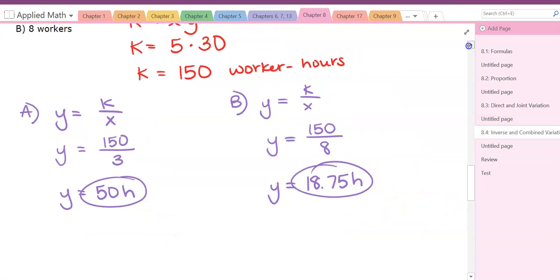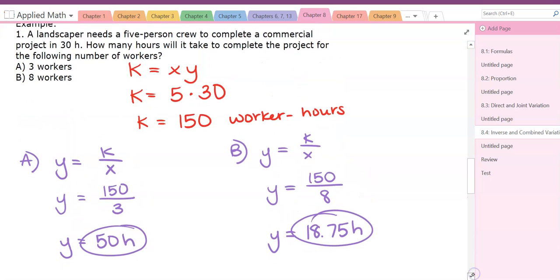Okay, so if we just look at that one again, that 150, that's like figuring out how long it would take one person to do this job. So if one person had to come and do this job all by themselves, it would take them 150 hours to get it done. 5 people is 30 hours. So that's kind of like the middle ground.